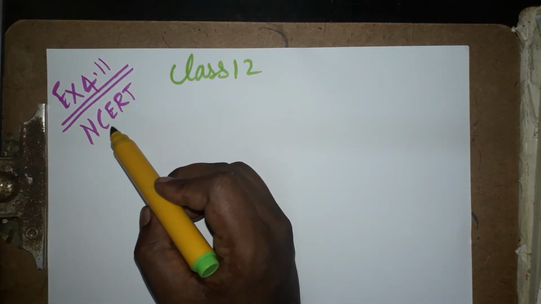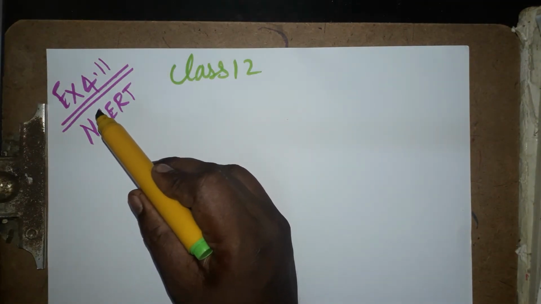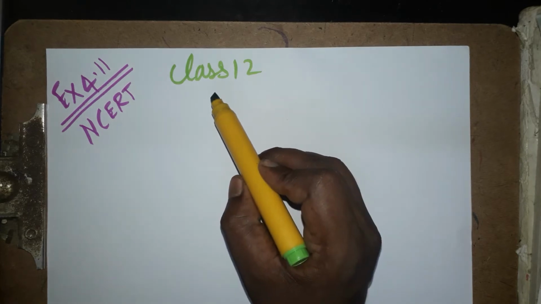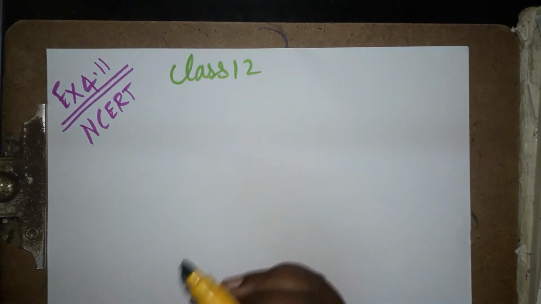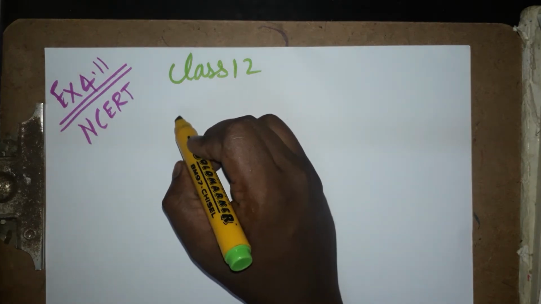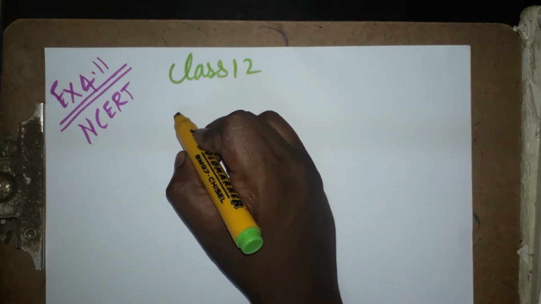Hello student, today we are going to learn NCERT example 4.11, which is class 12 physics. Okay, so first we will see what is given in the problem. It is a very long question, then we will see how to solve this problem.